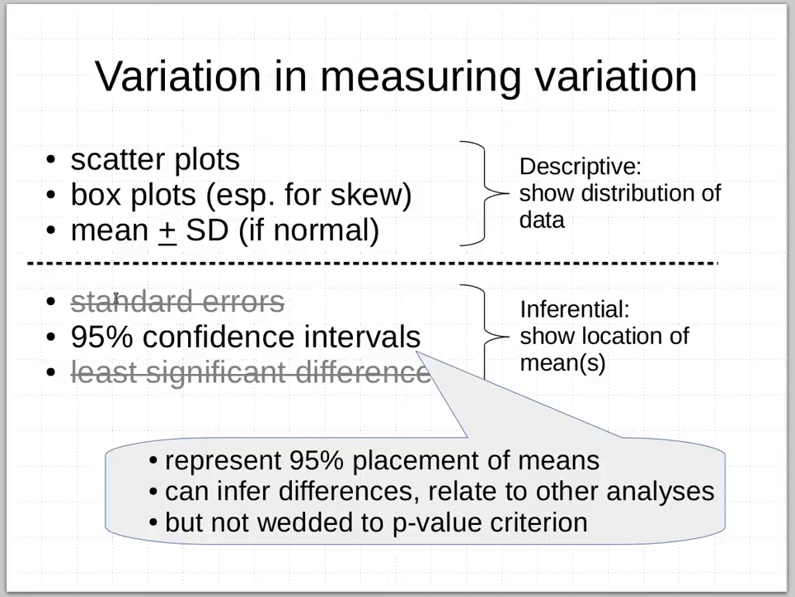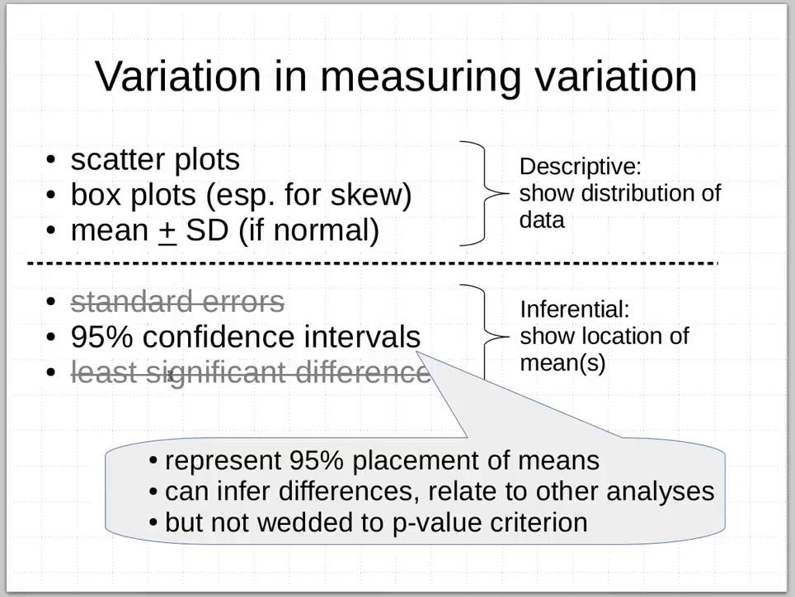I'm not a big fan of standard errors because I think they can underrepresent the actual variance because there's a lot of confusion in the jargon. I like using confidence intervals myself because, like I said, they represent 95% placement of the means. We can make inferences about the differences, relate to other analyses we might be conducting, and they're not strictly wedded to this p-value criterion. They're sort of on a sliding scale of p-values that help you understand more about probabilities and less hung up on a binary criterion. So I kind of like the 95% confidence interval approach myself.